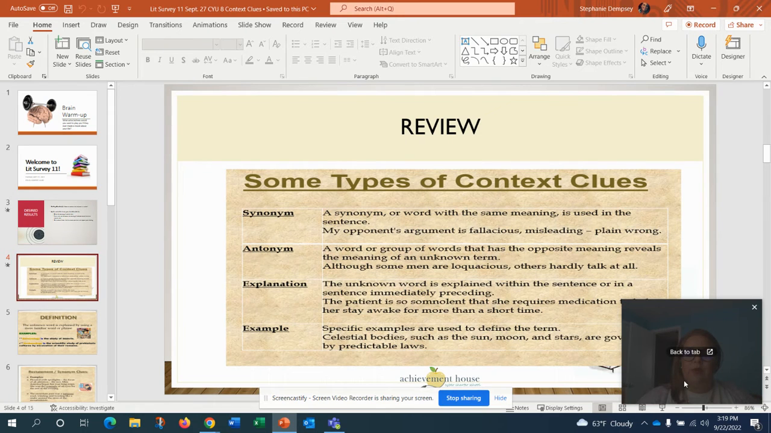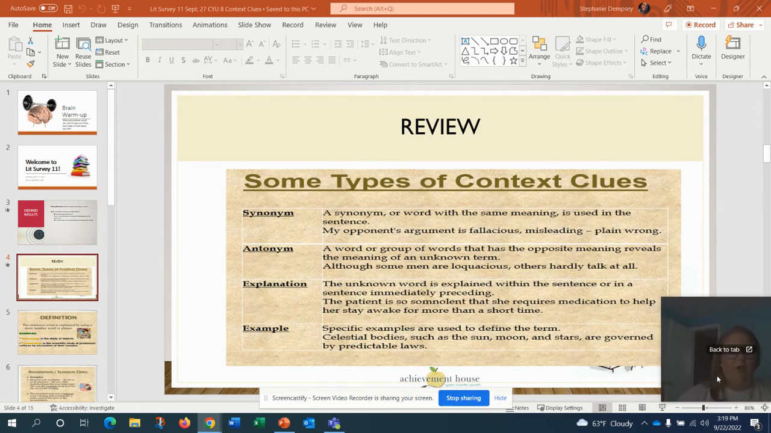So, just to review some of those things that we were talking about yesterday and today, we have synonyms. A synonym is a word with the same meaning used in the sentence. So, my opponent's argument is fallacious, misleading, plain wrong. An antonym, a word or group of words that has opposite meaning, reveals the meaning of an unknown term. Although some men are loquacious, others hardly talk at all.